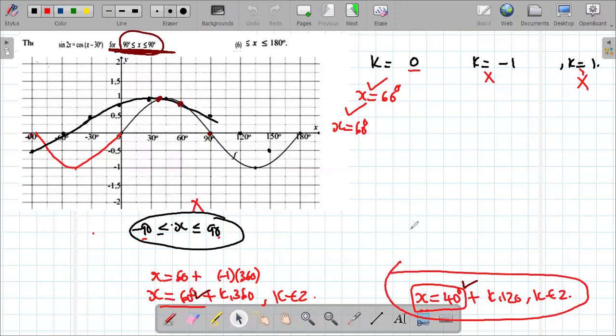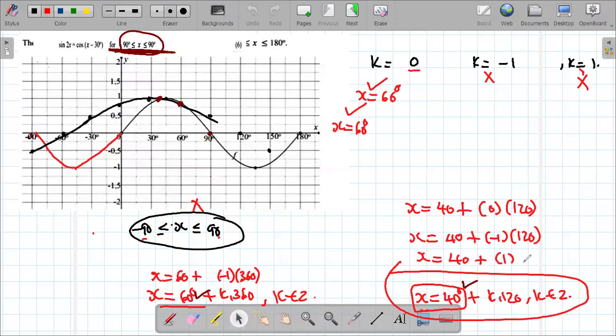We are going to do the same. If k equals 0, what's the answer? X equals 40 plus 0 multiplied by 120. And if k equals negative 1, let me just increase my pace because of time. It's going to be positive 120. Okay, what will be the first answer? The first answer will be 40. And what is 40 plus negative 1 times 120? It should give us negative 80.